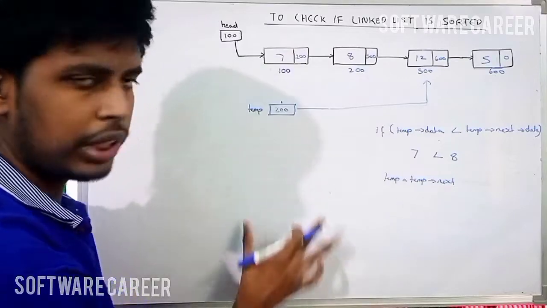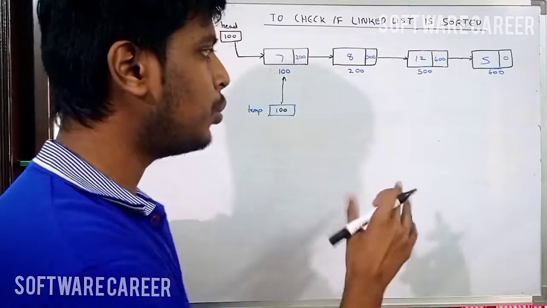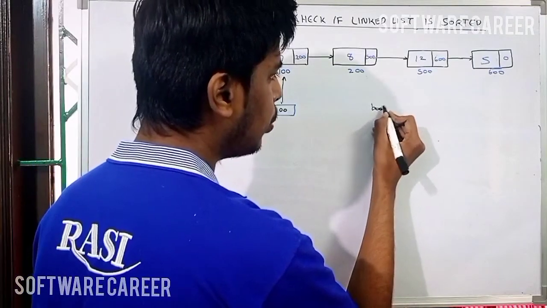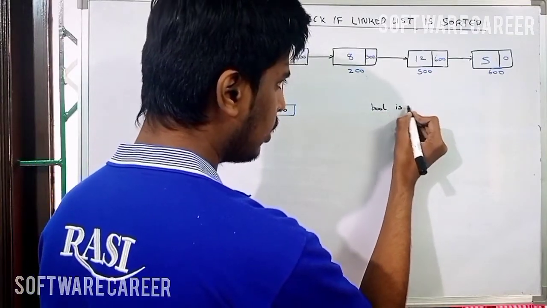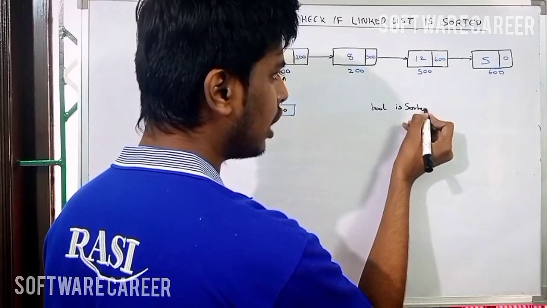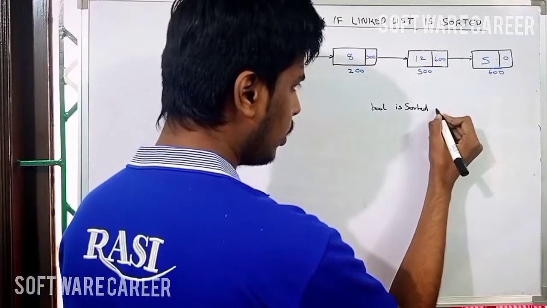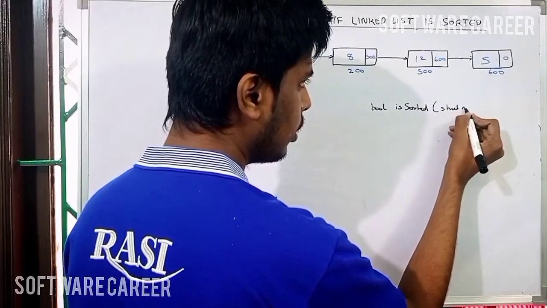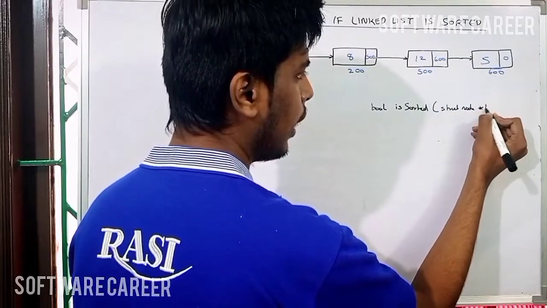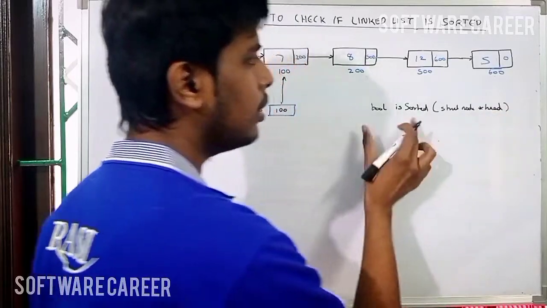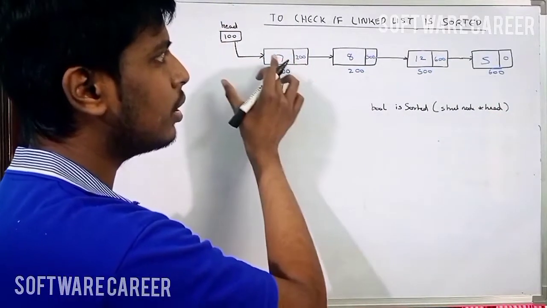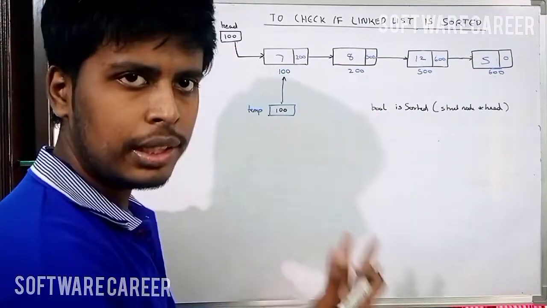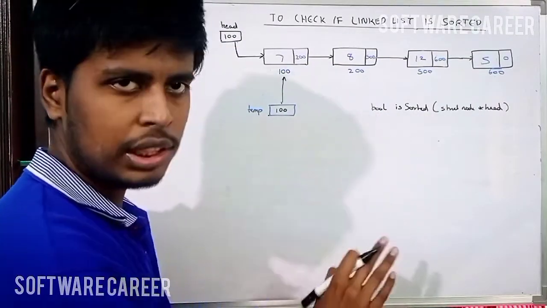Now I will teach you how to write the code for this program. I am writing bool isSorted. This is the function to check whether it is sorted or not. isSorted takes as parameter struct node pointer head. If it is sorted, it returns true. If it's not sorted, it returns false.